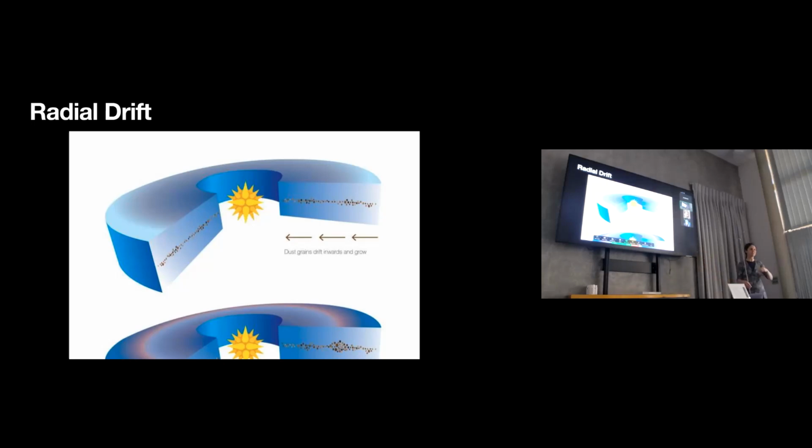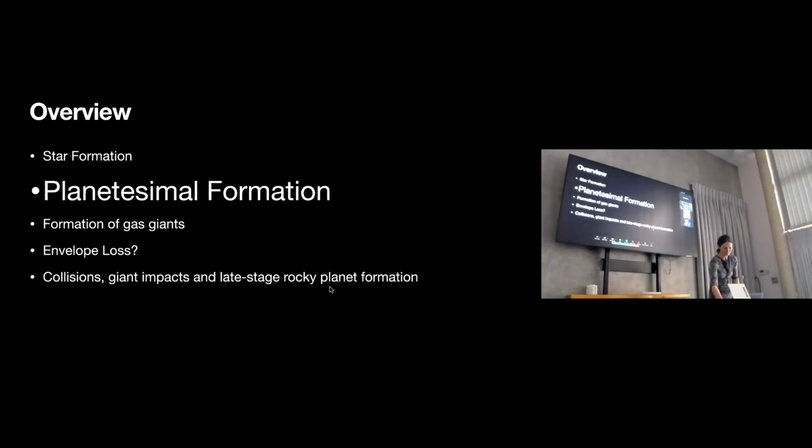And when you grow from millimeters to bigger things, you hit what's known as the meter-sized barrier, which is basically when your time for growth is much shorter than your time to end up on the star. So if you were to allow this disk to do nothing but this gentle sticking, things would get up to meter-sized, but then everything would be lost to the star. And so you would never grow bigger. This radial drift barrier is a really important problem in planet formation.